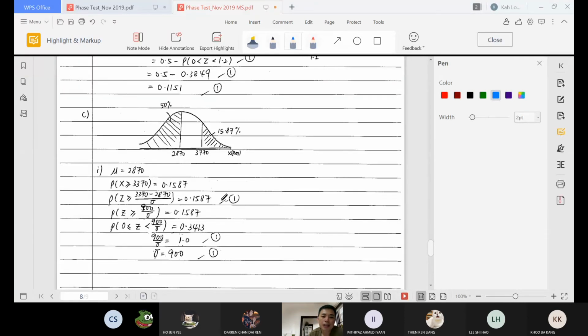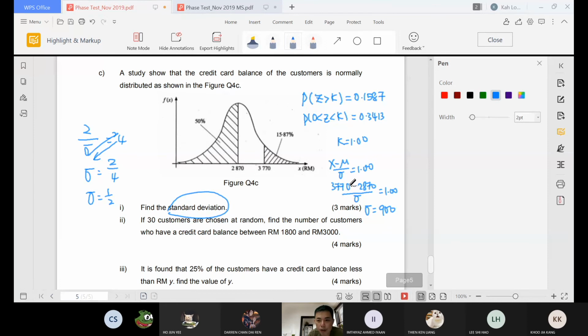4C. Okay, I directly never asked for the k already. My k is directly turned to this number already. My k is 3870 minus 2870, 3370 over sigma already. But just now I guided you through the time. Maybe this is a bit easy for you. So you follow this. This is a structure which is much easier for you.